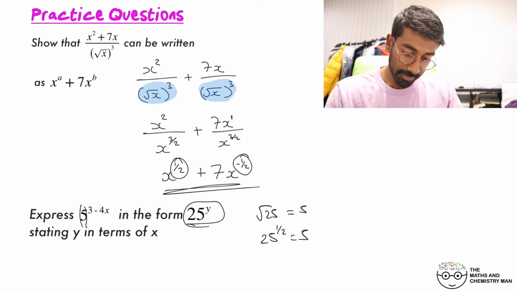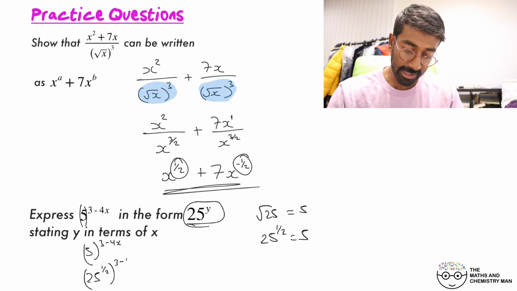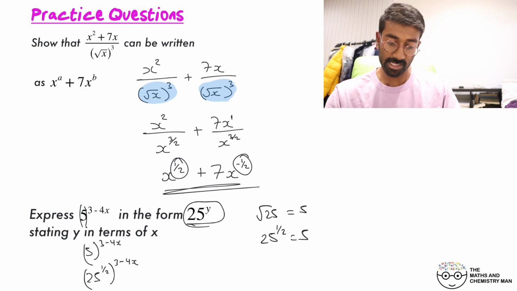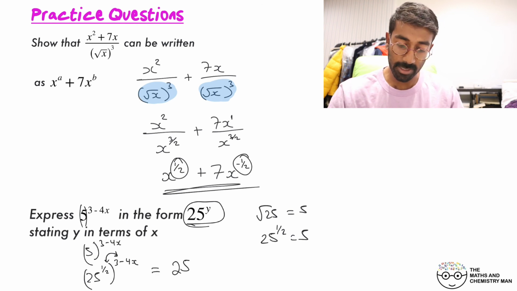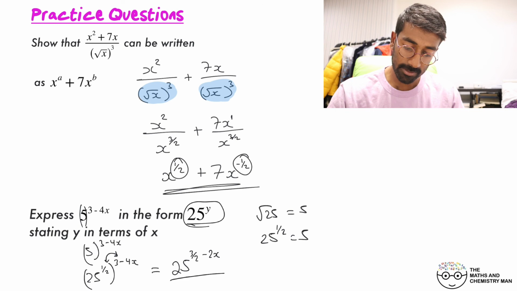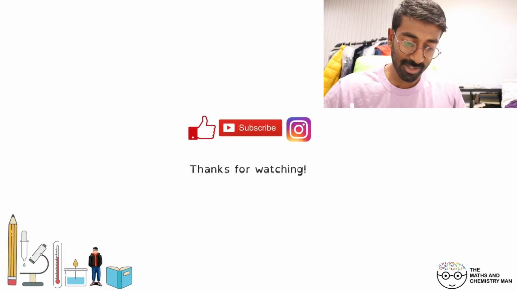So now, this 5 to the power of 3 minus 4x, well, the 5 is equivalent to 25 to the half. So I can put that in my brackets instead. And then keep that as our power outside the bracket. And now what should we do? We'll multiply these together. So that's going to be 25, and then half times 3, 3 over 2. And then take away half times 4x there, it's just going to be 2x. And that's that. That's how you would leave it. Hopefully you've got both of those correct.